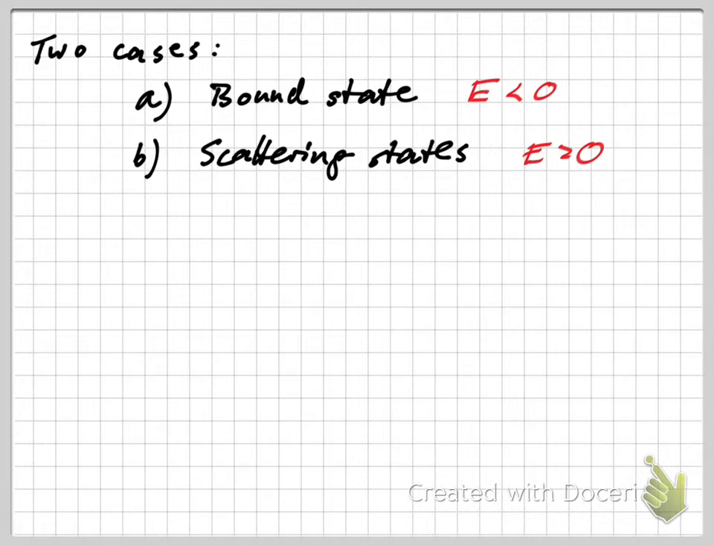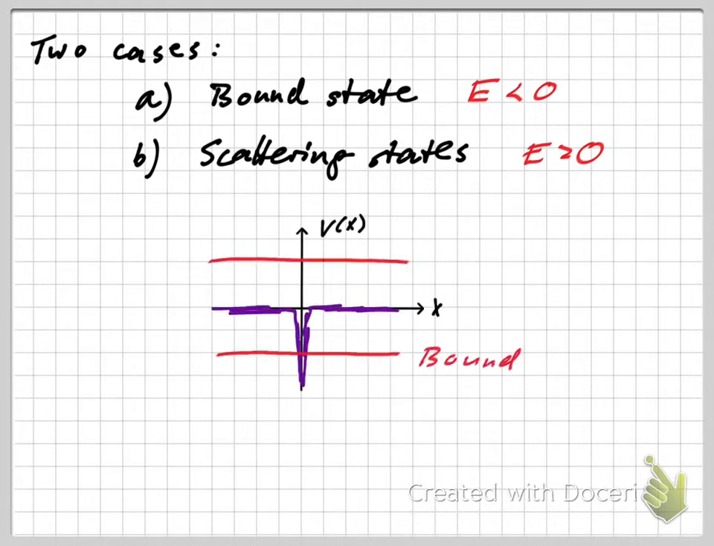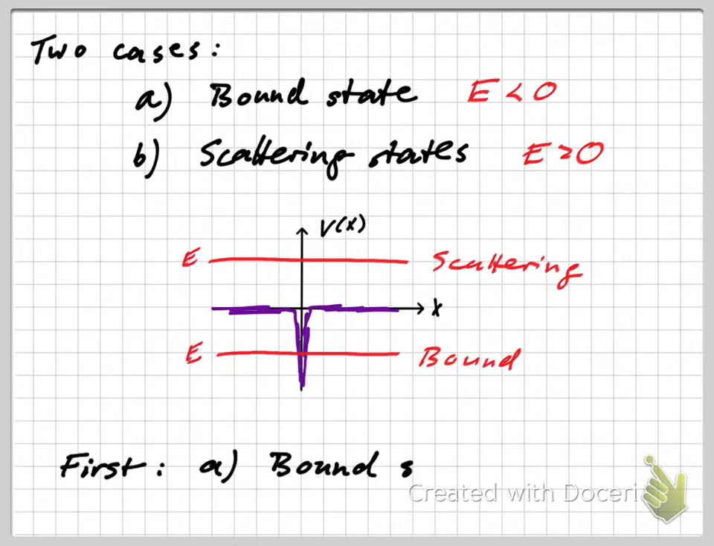but can travel freely. So again, here is my potential energy in purple, and then a bound state might occur for an energy down there below the x-axis. Scattering states occur for energies above the x-axis. So first we want to deal with the situation of the bound state or bound states. We'll see that there's actually only one bound state for this potential. So we want to look at that case first.